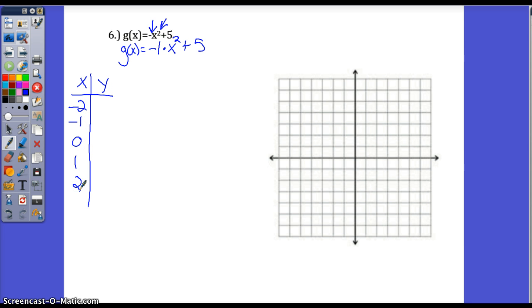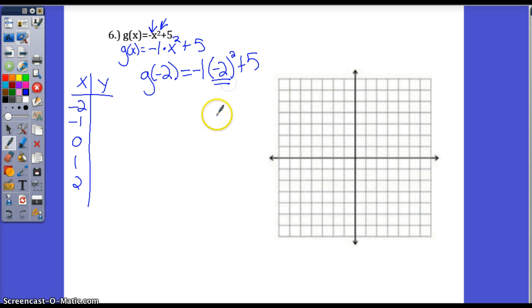When you substitute in, again guys, remember it's so important to put it in parentheses. So I have g of negative 2 equals negative 1 times, in parentheses, negative 2 quantity squared plus 5.